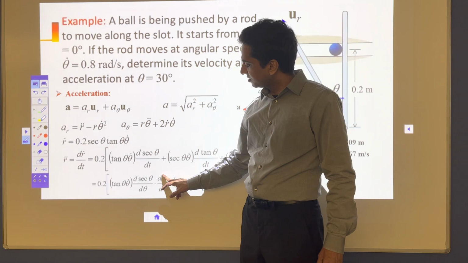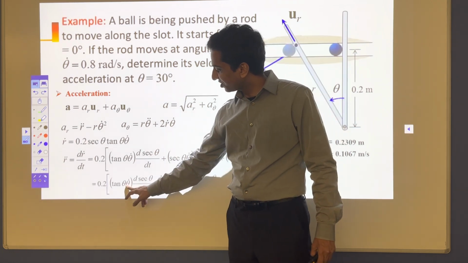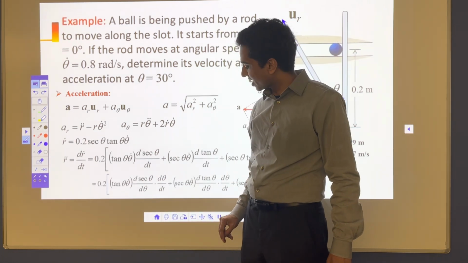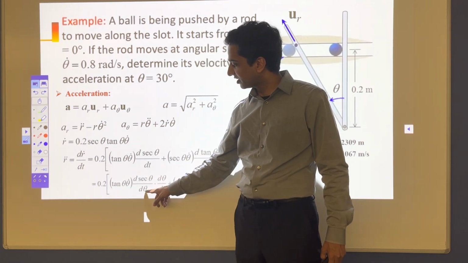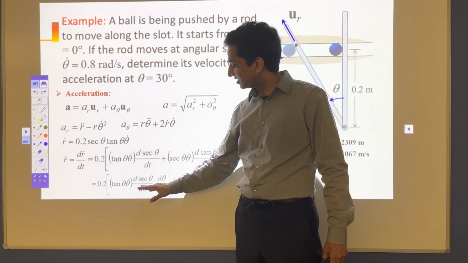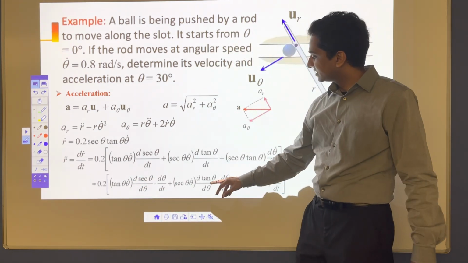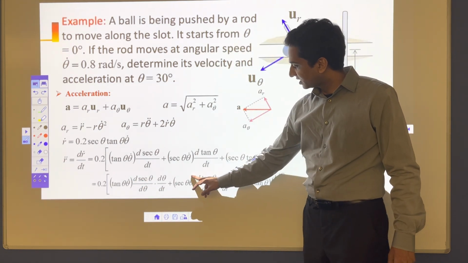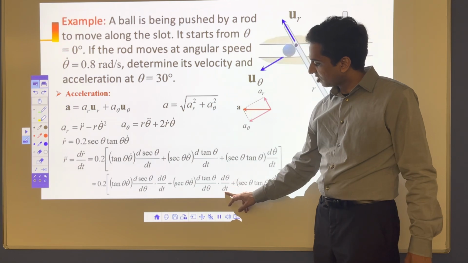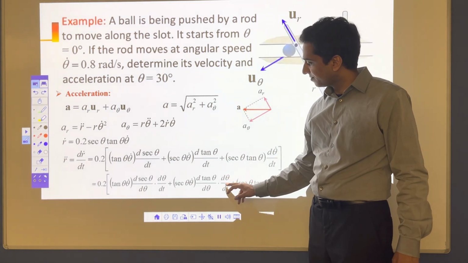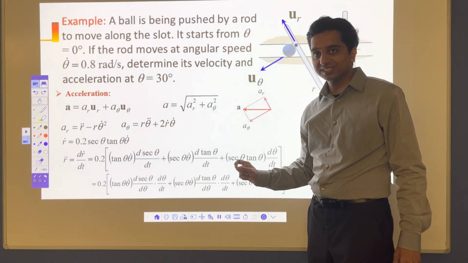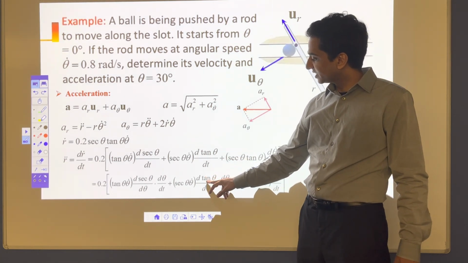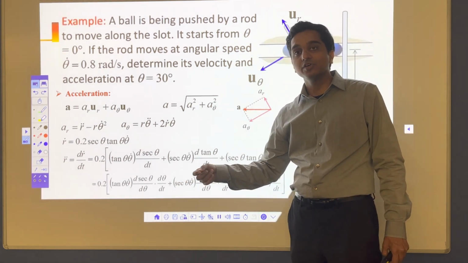This theta dot here will become theta dot square. Tan theta will stay the same. The derivative of sec theta will become sec theta tan theta. Same thing here, we'll solve that. This theta dot and this theta dot will become theta dot square, and then I have the derivative of tan theta, which is nothing but sec square theta. So this sec square theta and sec theta will become sec cube theta.